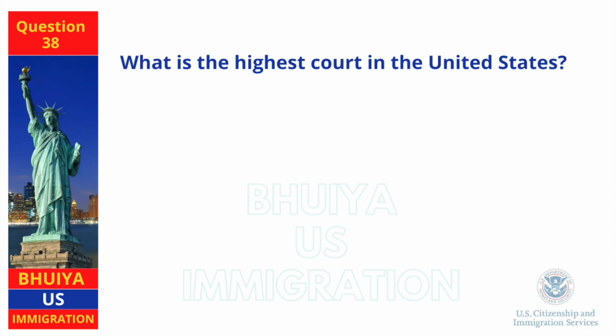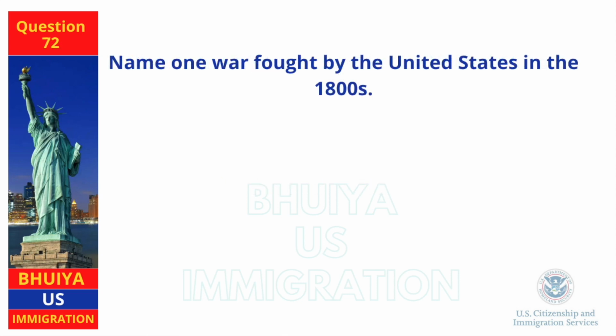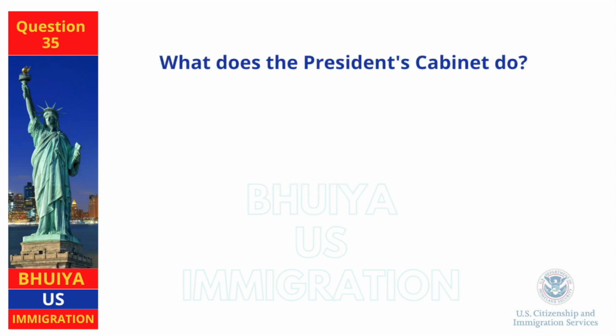What is the highest court in the United States? The Supreme Court. Name one war fought by the United States in the 1800s. Civil War. What does the President's Cabinet do? Advises the President.